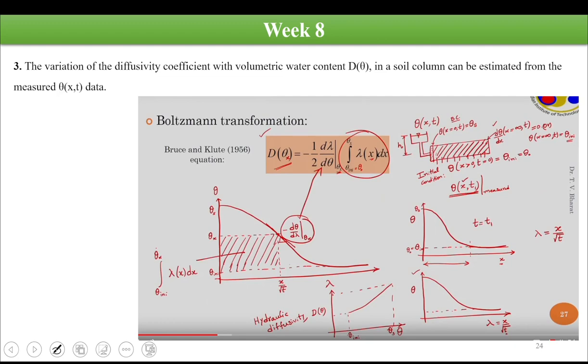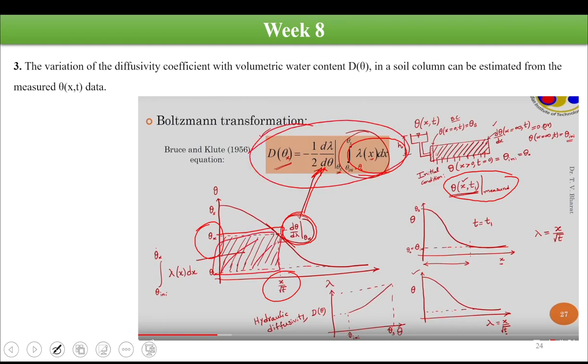So if we see here, if we measure theta x t value from the experiment, okay, and the variation of theta with the x and t, then we can plot this graph, and from this plot we can obtain the slope. And we have also done a numerical on the same, and we already have the value of lambda, so we can find this area, and then based on this formula, we can obtain the value of D theta. Okay.